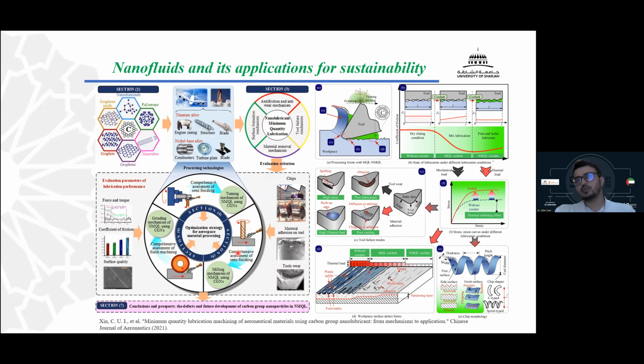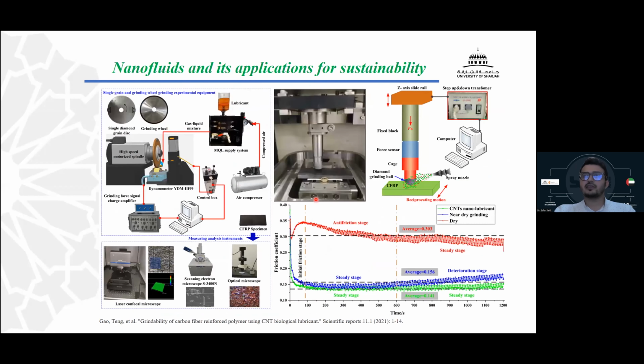So the next step would be how can we move the nanoparticle minimum quantity lubricants into the industry to have a better impact. This is another area where you can see this is a diamond grinding ball and you have a carbon fiber reinforced polymer. So the idea is you spray the lubricant on here, you do with and without. So the results are shown here.